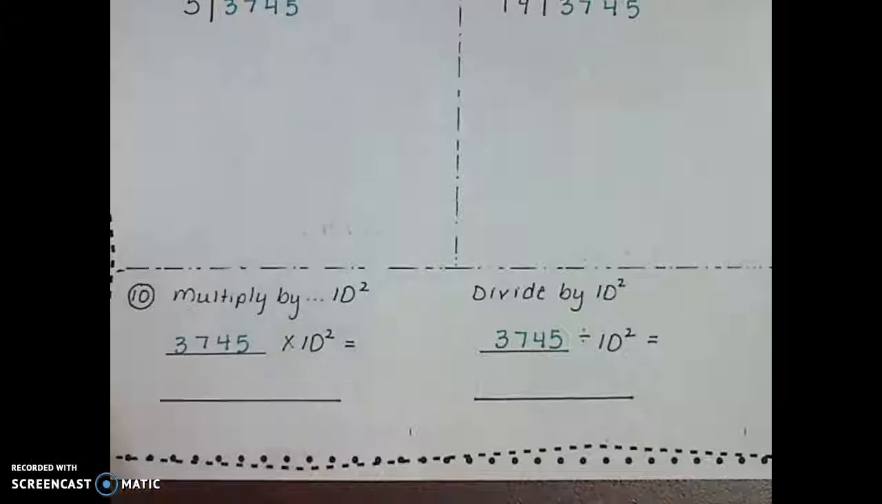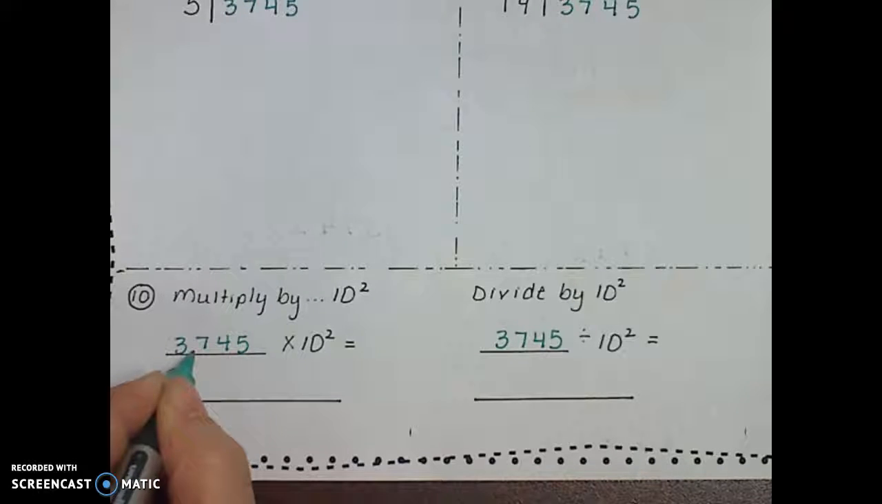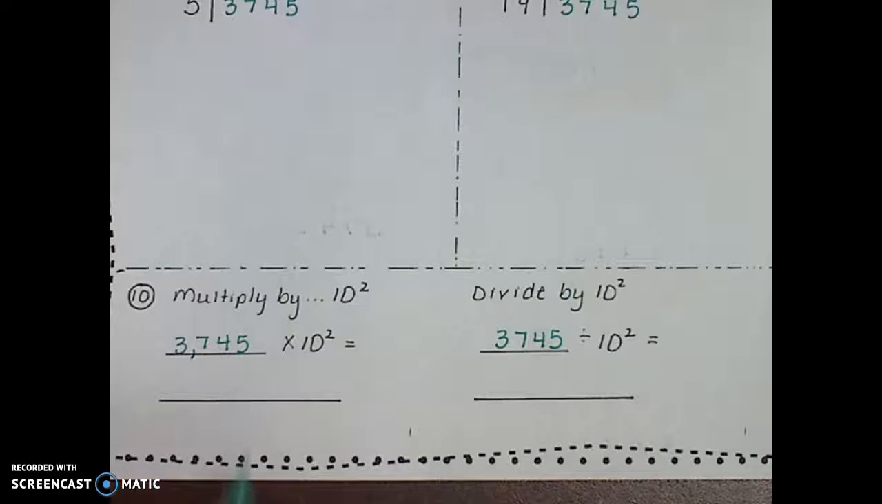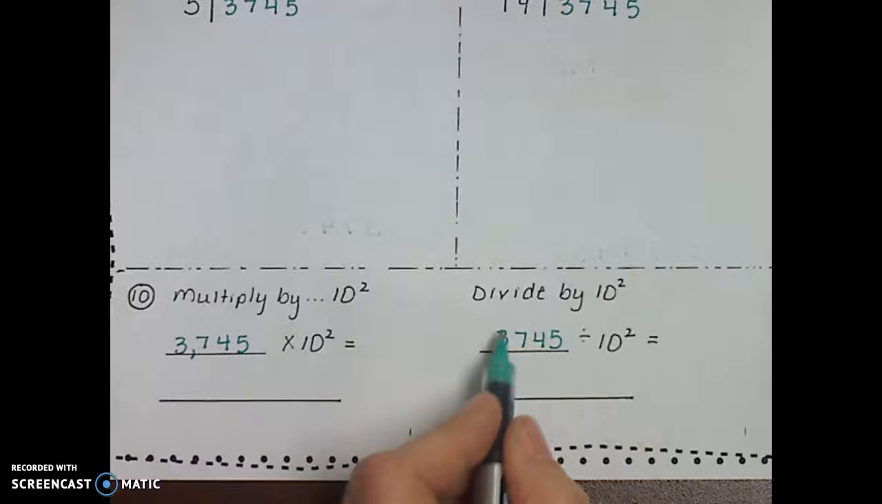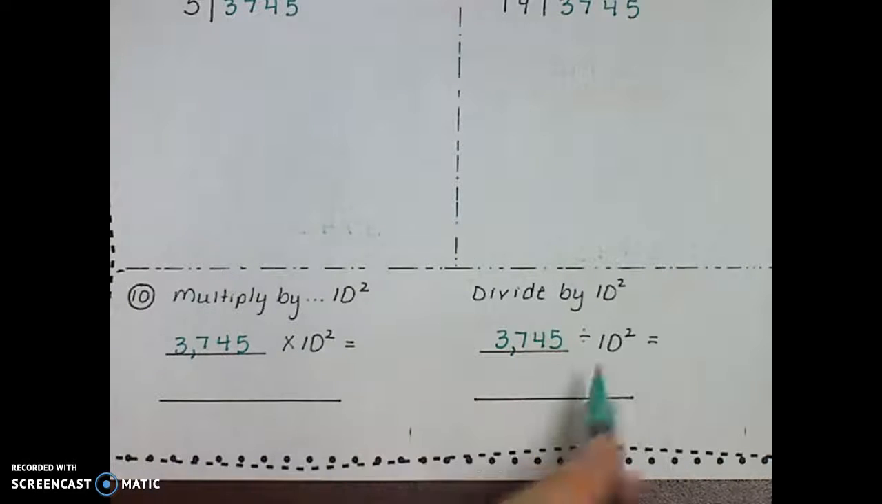And then down here on number 10, you have your special number, 3,745, and you're multiplying it times 10 to the second power. And you'll write your answer down here on this line. On this part, same number, but now you're dividing by 10 to the second power and writing your answer right here.